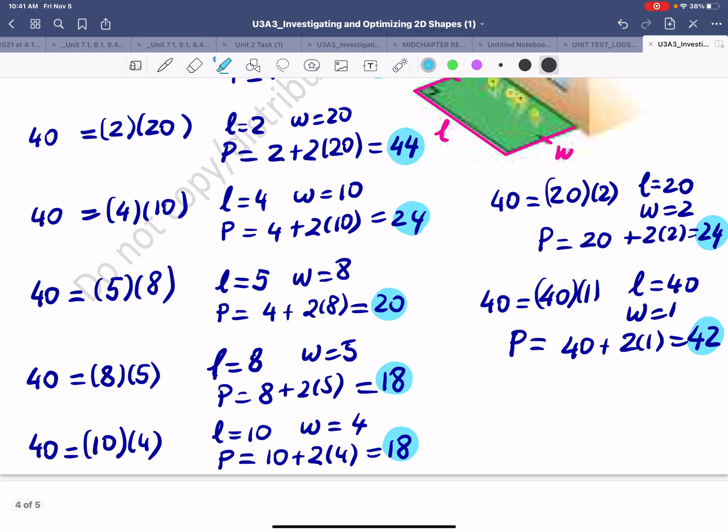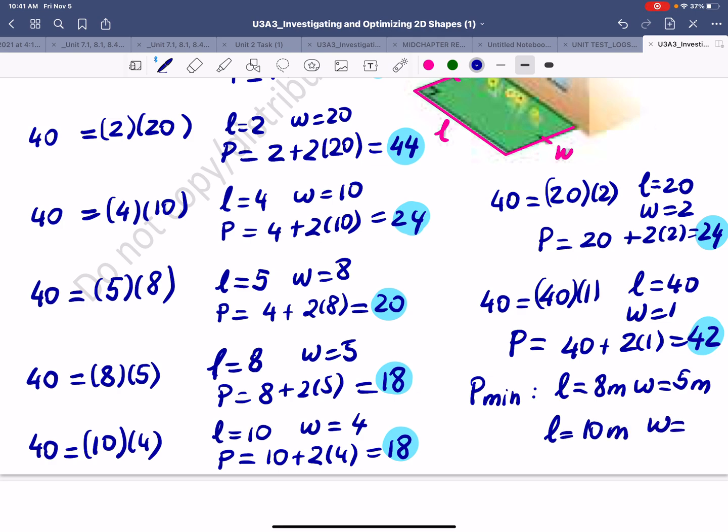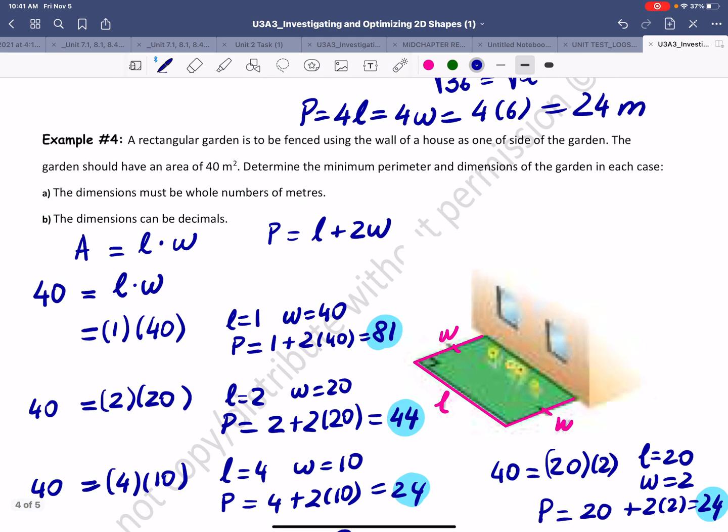So what is the minimum perimeter we found, given that the length and the width were whole numbers? So we'll say that the smallest perimeter was 18. And that happens when, so the perimeter was minimum in two different cases. When length was 8 meters and width was 5 meters, and when we let length be 10 meters and width equal 4 meters. And with this, we have answered question A in this problem.